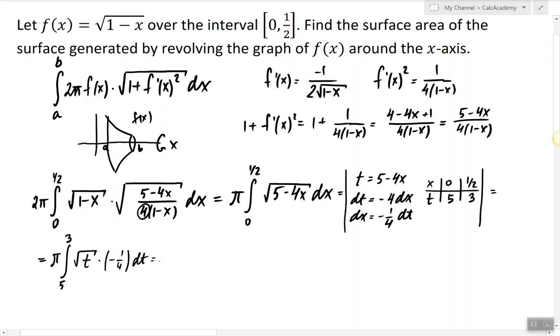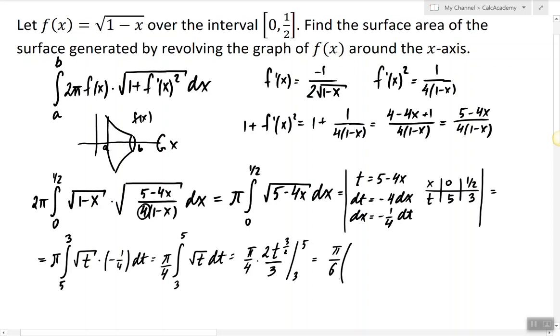So we can take the negative 1/4 outside and at the same time change the limits of integration. Switch the upper and lower limit to get the following. And the antiderivative of square root of t is t to the power 3/2 divided by 3 times 2, and we evaluate it from 3 to 5. So plugging in 3 and 5 into the antiderivative, we get the following result.